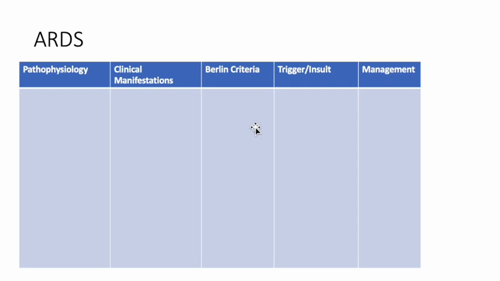Well, we use something called the Berlin criteria, and there's 3 criteria. The first is that you have to have acute onset within 7 days after some trigger or insult, which we'll talk about in a second. You also have to have bilateral lung infiltrates on imaging, and those infiltrates can't be of cardiac origin. In other words, this can't be cardiac pulmonary edema.